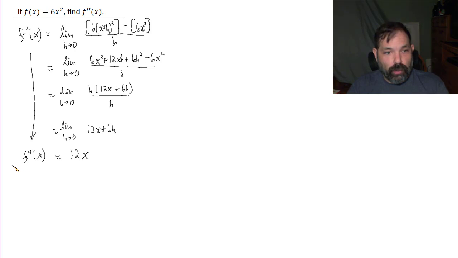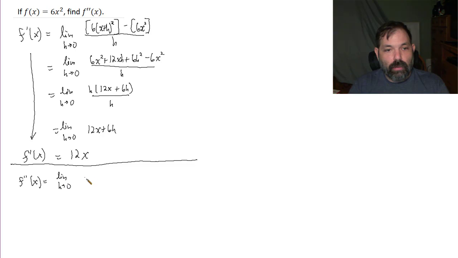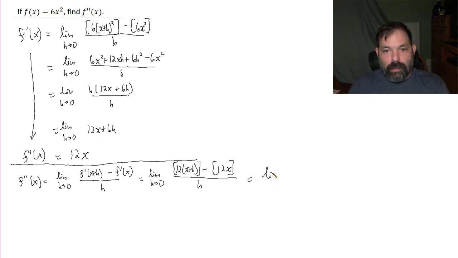But we're not done. We want the second derivative. So the second derivative, f double prime of x, would be the limit as h approaches 0 of f prime of x plus h minus f prime of x over h. That would be the limit as h approaches 0 of 12 times x plus h minus 12 times x over h, which is the limit of 12x plus 12h minus 12x over h.